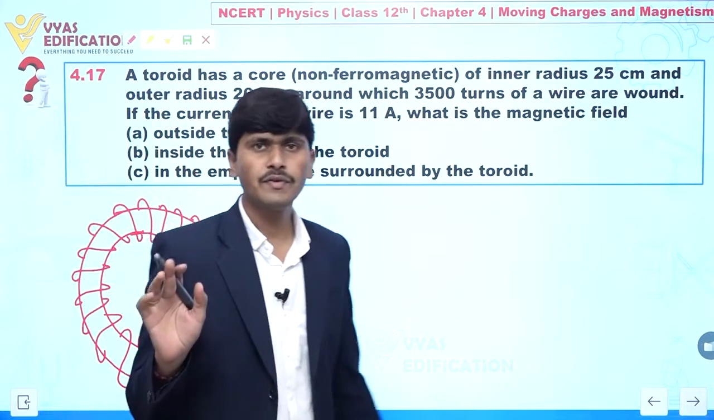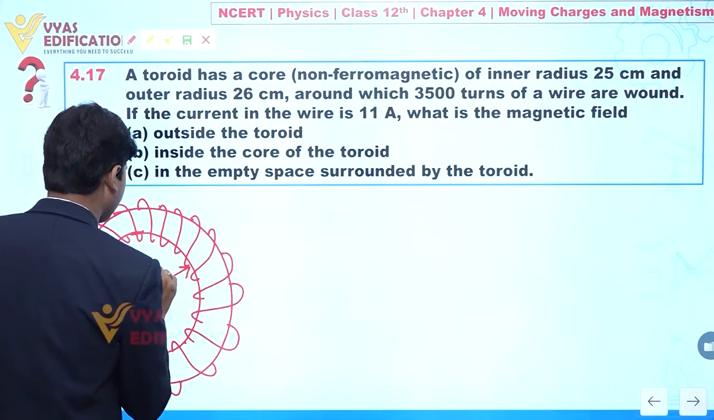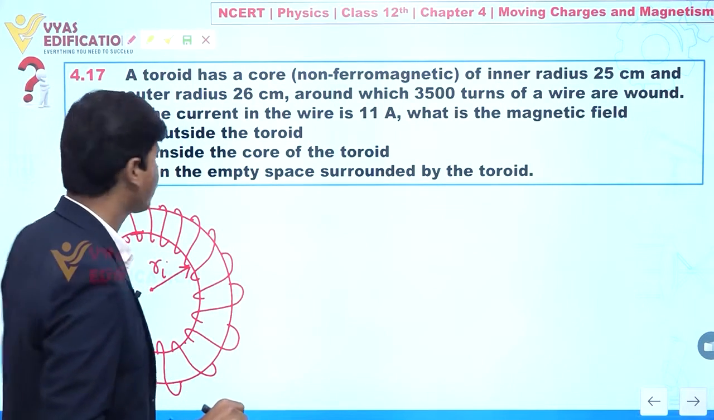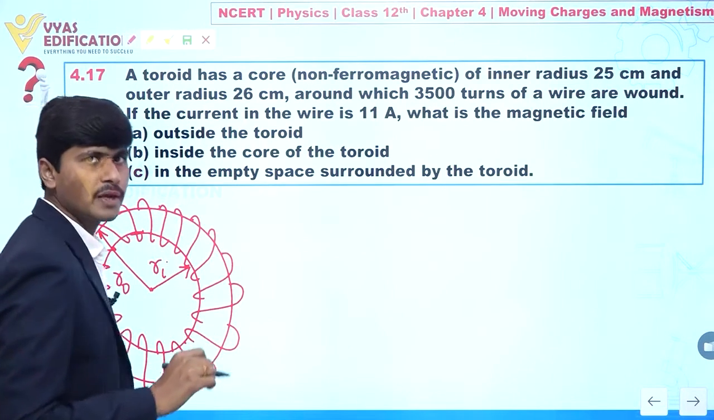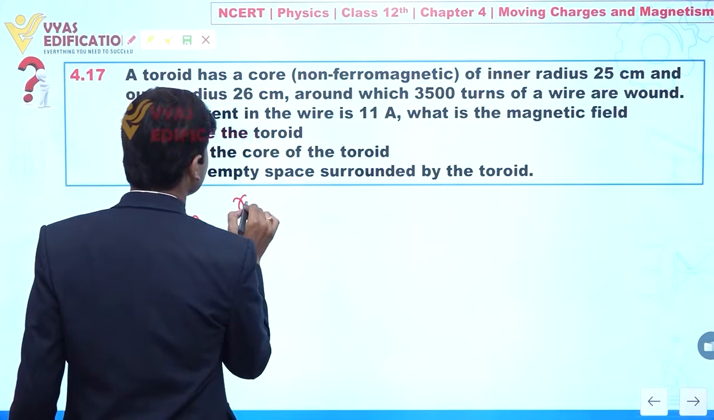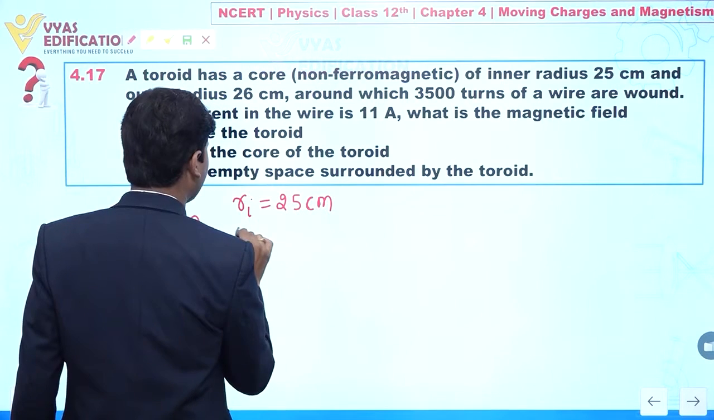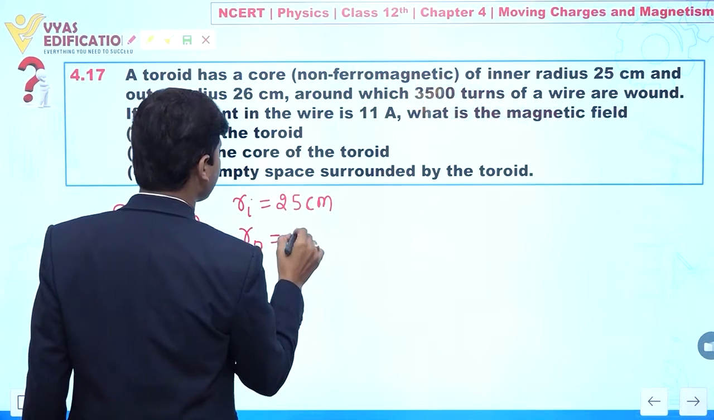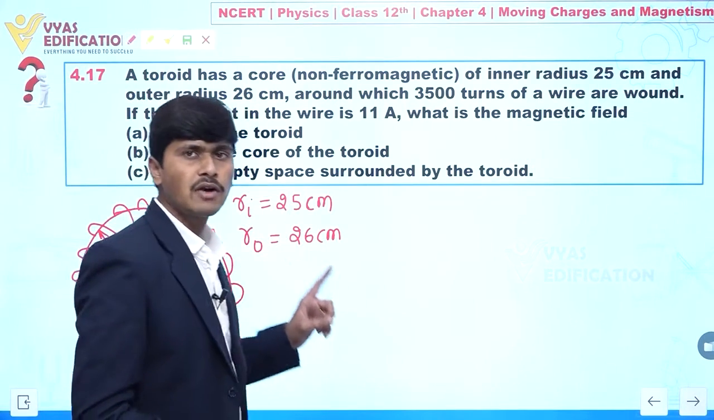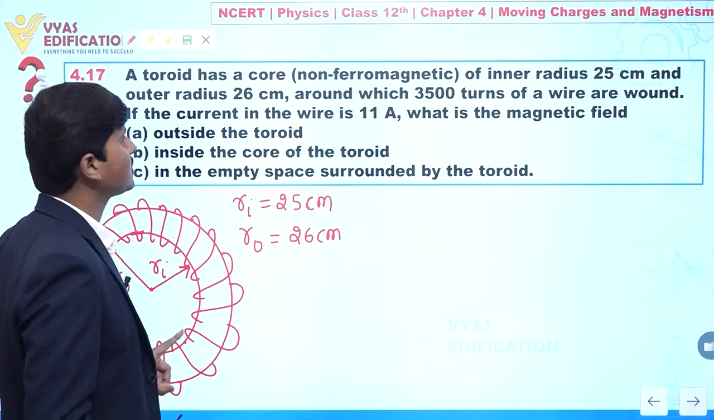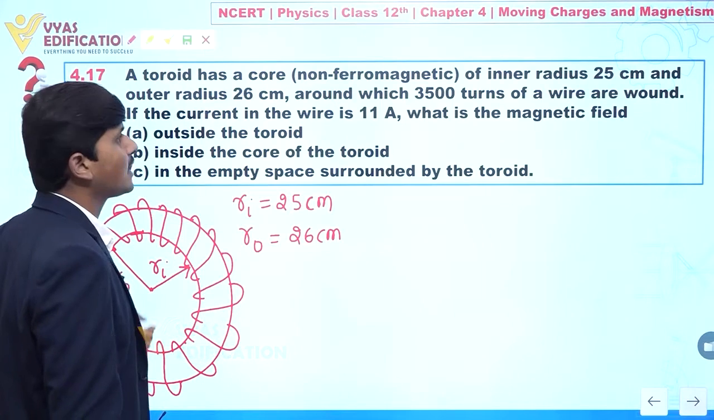This one. Clear everyone? Now we can say here, this one we have inner radius, clear, and outer radius, clear. So inner radius is given by 25 centimeter, and outer radius is given by 26 centimeter, clear. So inner radius we have 25 centimeter, outer radius we have 26 centimeter, and it is given around which 3500 turns of a wire is wound, clear.